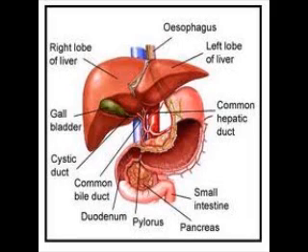Okay, 1344 to 1360. Cirrhosis and hepatitis. The liver is the largest and one of the most vital internal organs, performing more than 400 functions and affecting every system in the body.